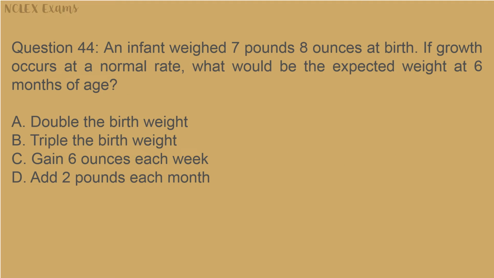Question 44. An infant weighed 7 pounds 8 ounces at birth. If growth occurs at a normal rate, what would be the expected weight at 6 months of age? A. Double the birth weight. B. Triple the birth weight. C. Gain 6 ounces each week. D. Add 2 pounds each month.